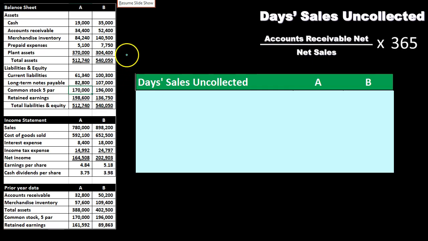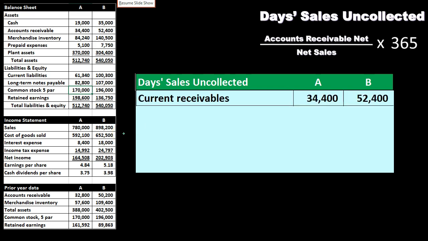Let's take a look at an example. Here's our data. Here's the balance sheet. Here's the income statement. We're going to be calculating first the current receivables. So the current receivables are the $34,400. Note, once again, not the average, but the receivables on the balance sheet of the current time period.